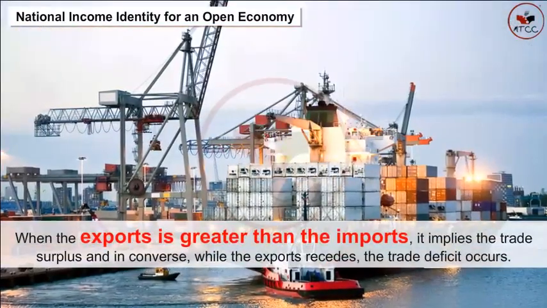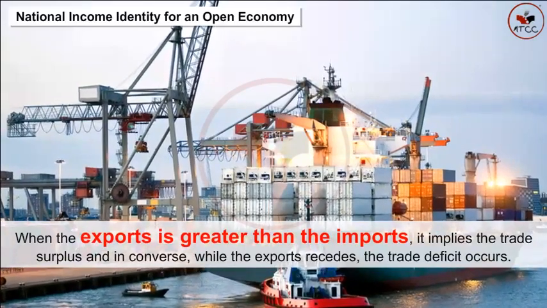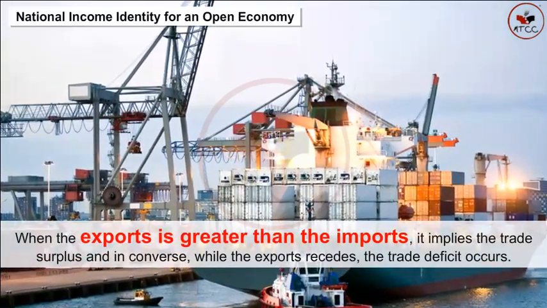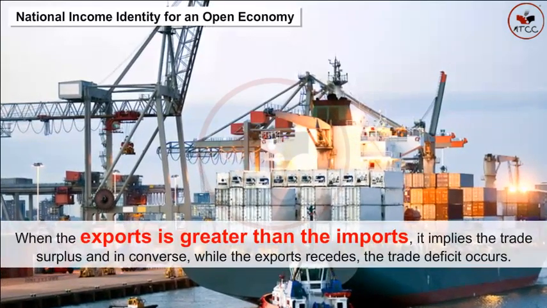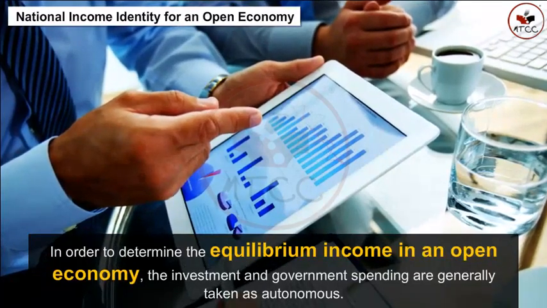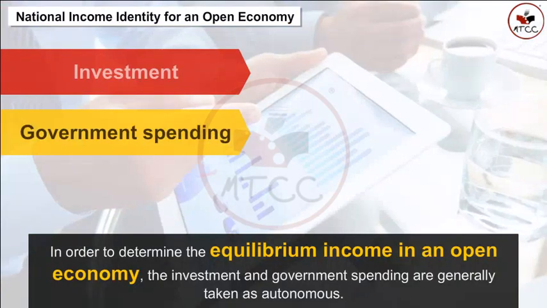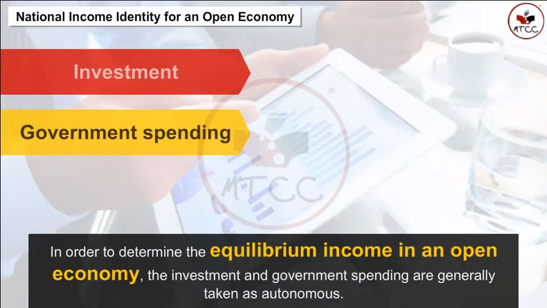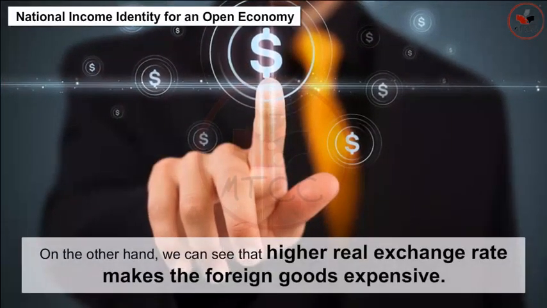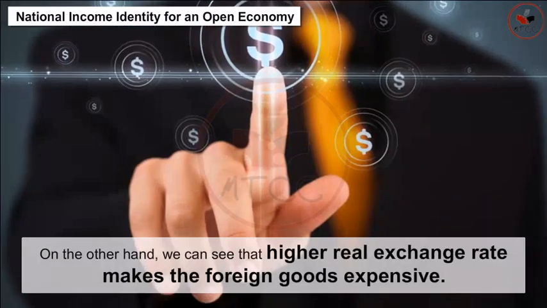When exports are greater than imports, it implies a trade surplus, and conversely, when exports recede, a trade deficit occurs. In order to determine the equilibrium income in an open economy, investment and government spending are generally taken as autonomous. On the other hand, we can see that a higher real exchange rate makes foreign goods expensive.